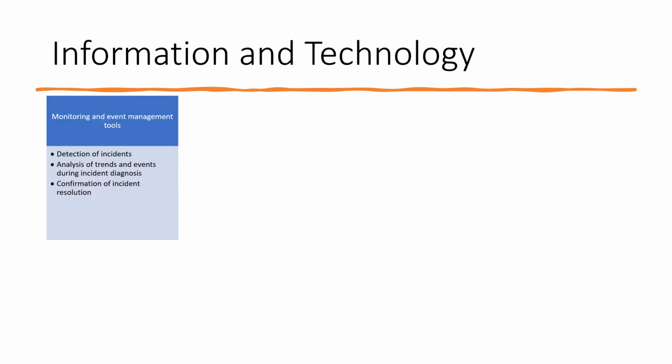The information and technology dimension and the incident management practice. Automation solutions for the incident management practice. Generally, these are applications used across the organization, not just by the incident management practice. Monitoring and event management tools are used for detection of incidents and confirmation of incident closure. The alarm should be cleared. Also for analysis of trends and events during incident diagnosis.